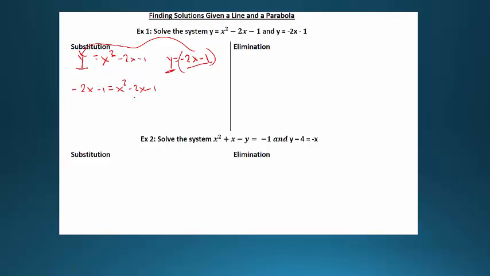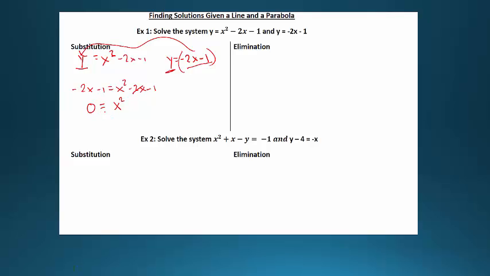Now, since you have a quadratic equation, you have to use a quadratic solving method, which could include square root method, factoring, quadratic formula, or complete the square. It's always a good idea, though, to have this side equal 0. So if I move this 2x over, that makes 0. And if I move this negative 1 over, this also makes 0.